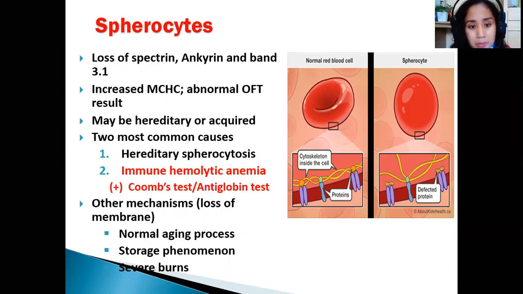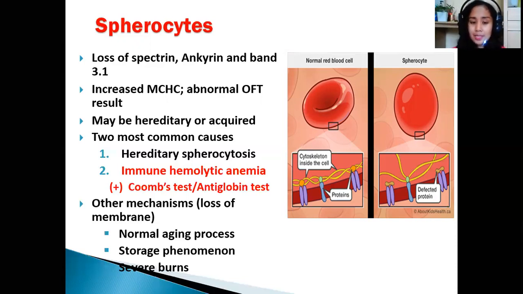It may be hereditary or acquired. It has two common causes. Number one, hereditary spherocytosis. People who have hereditary spherocytosis have lost their spectrin, ankyrin, and band 3.1. Hereditary, inborn, right? Next, spherocytes can happen in cases of immune hemolytic anemia. Since we said immune, the cause is antibodies, and we can detect these antibodies through the Coombs test or anti-globin test. You will encounter this also in serology or blood banking.